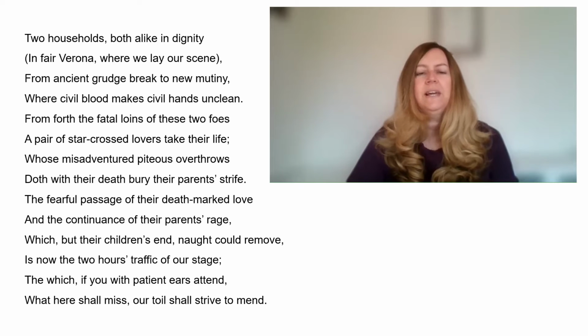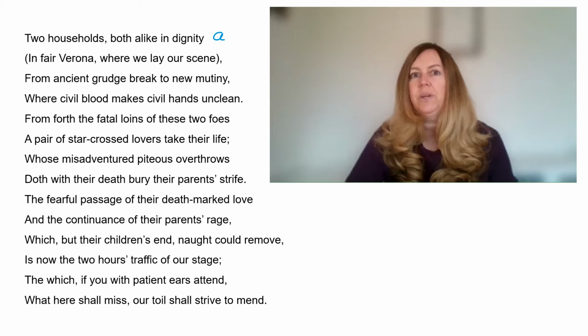We're going to call the first line ending in dignity A. Our second line ends with the word seen. This doesn't rhyme with dignity, and so we're going to call it B. Our third line, mutiny, rhymes with dignity, so we're going to call this A again. And then unclean rhymes with seen, and so this is going to be another B. Our fifth line, foes, doesn't rhyme with any of the preceding 4 lines, and so this gets a new letter. This is going to be C.